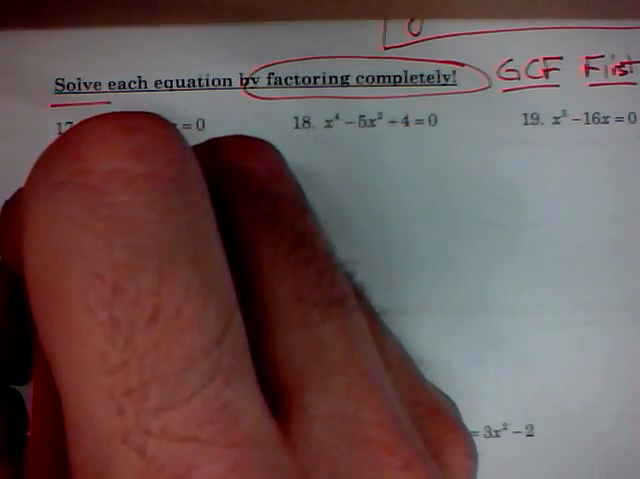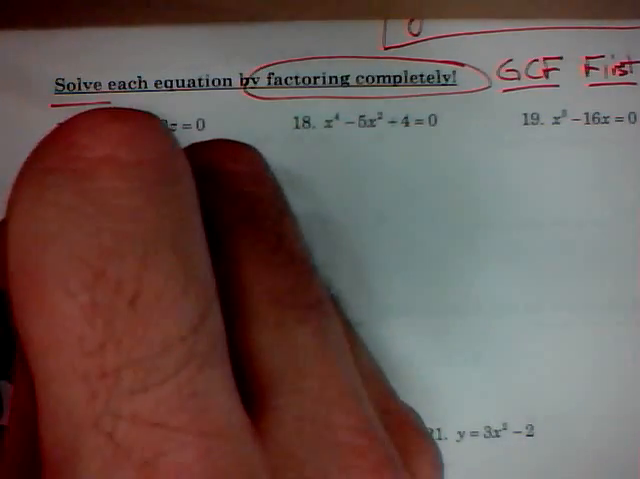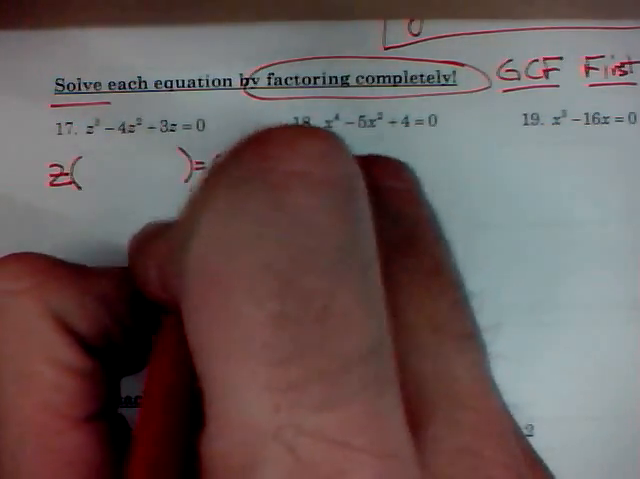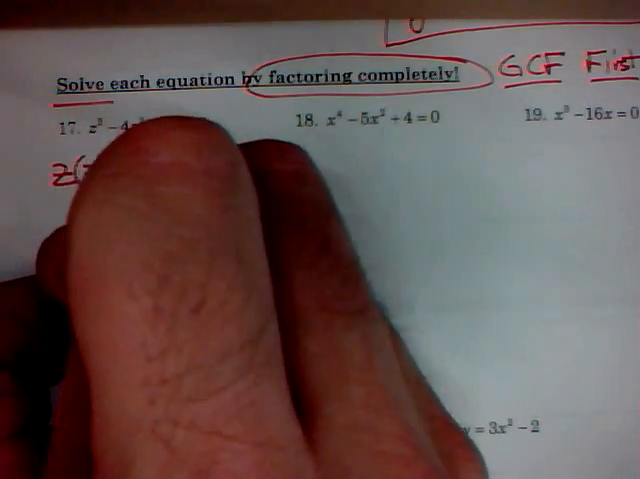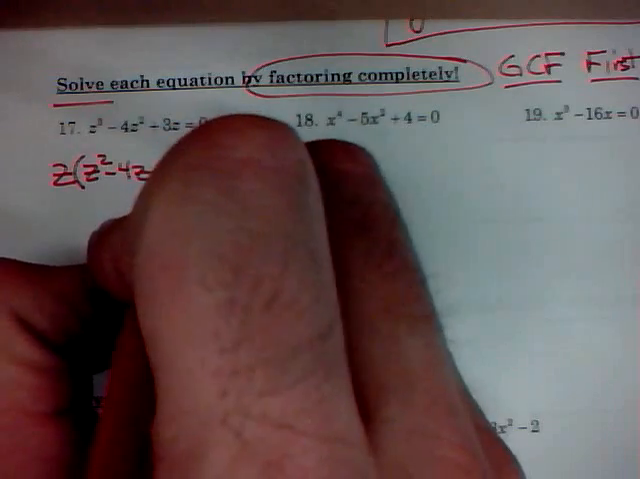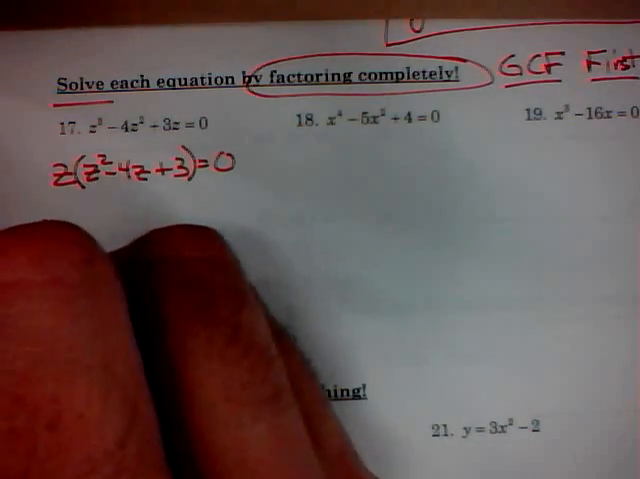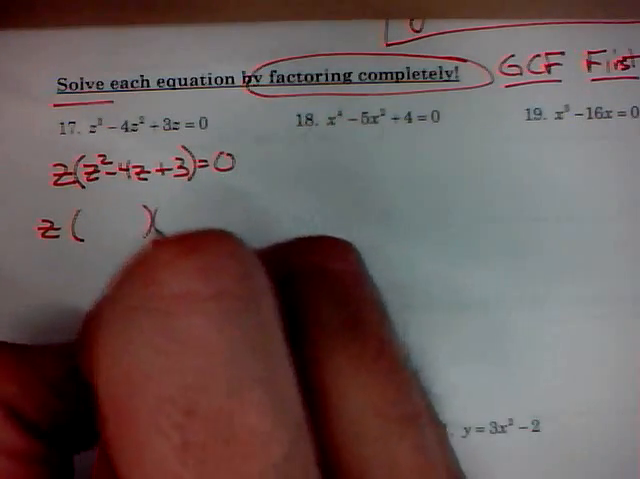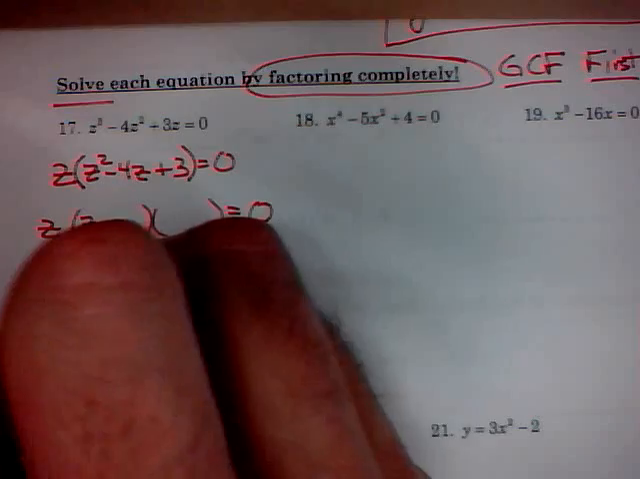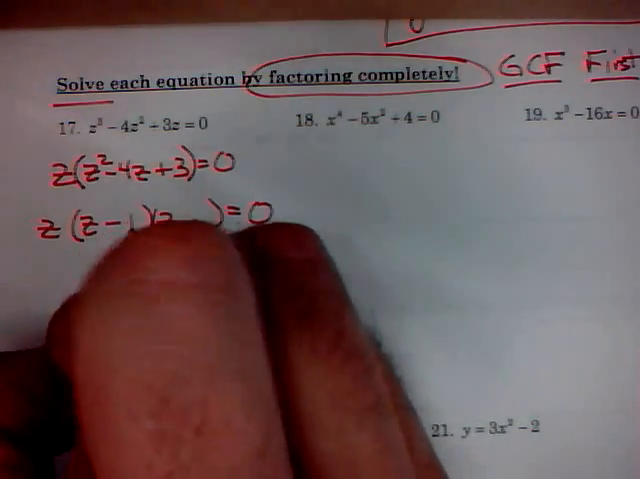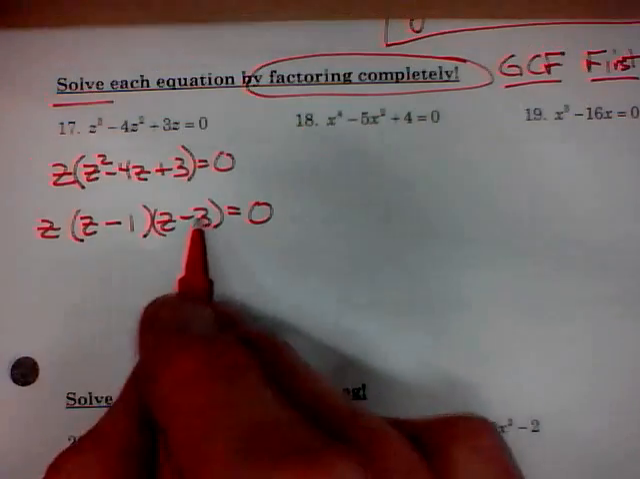So it looks like we have a 1, so there's no whole number, but there is a z all the way through. So we have a z on the outside. And if you take a z out of all these terms, you get z squared minus 4z plus 3. And now this is a trinomial, and the trinomial should factor. I believe there are factors of 3 that get you negative 4. So that would be negative 1 and negative 3. So now it is factored completely.